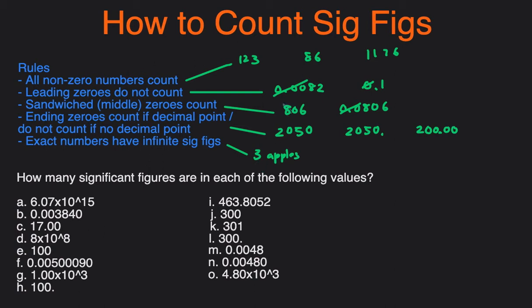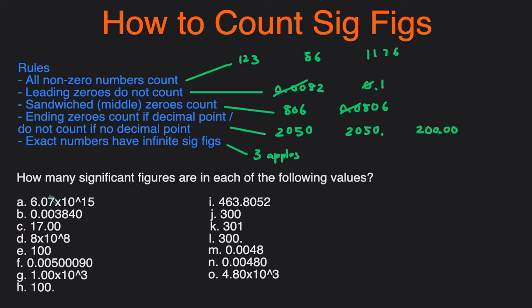Pretty much, sig figs are just a way to help you. It's correlated with the uncertainty. If there are more sig figs, you're more certain, and if there are fewer sig figs, then you're more uncertain about a measurement.